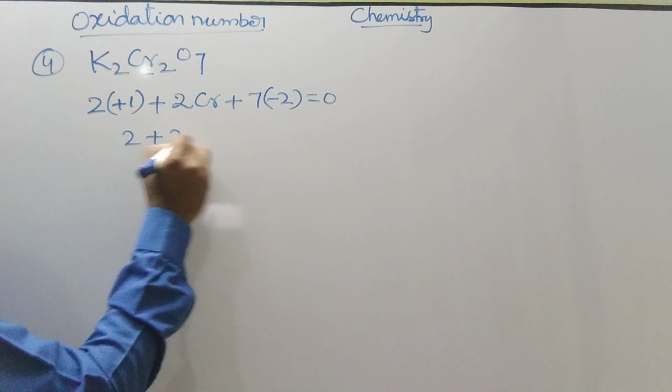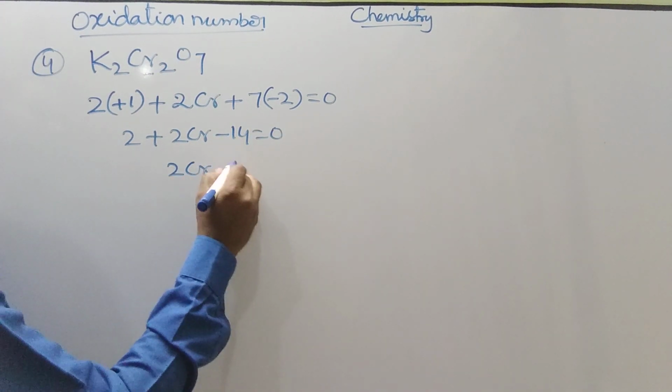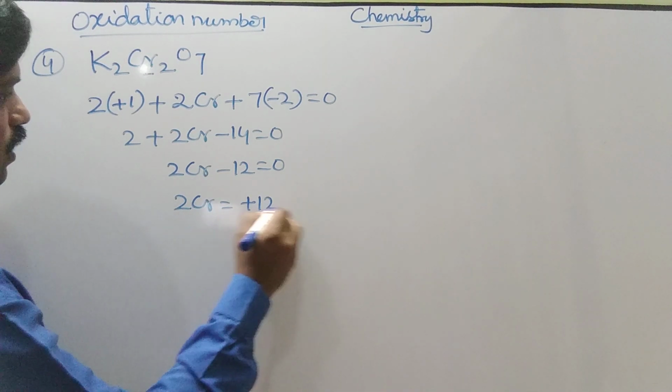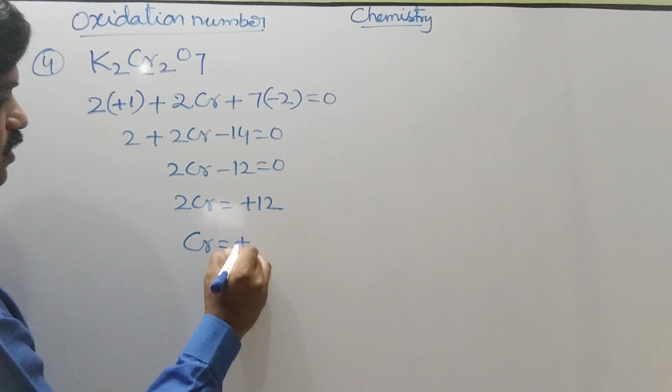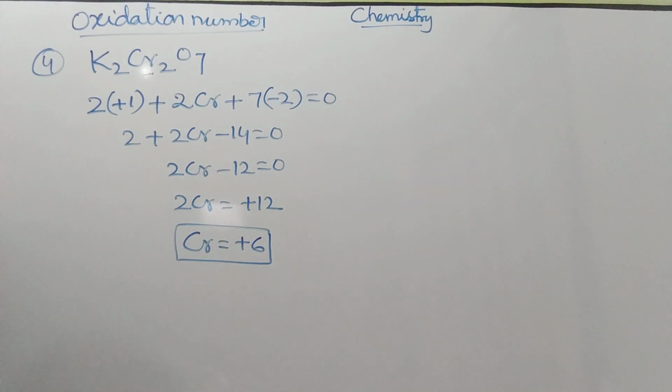2 plus 2 Cr minus 14 equal to 0. Therefore, 2 Cr minus 12 equal to 0. 2 Cr equal to plus 12. And chromium oxidation state Cr is equal to plus 12 by 2, plus 6. So, chromium exhibits plus 6 oxidation state.